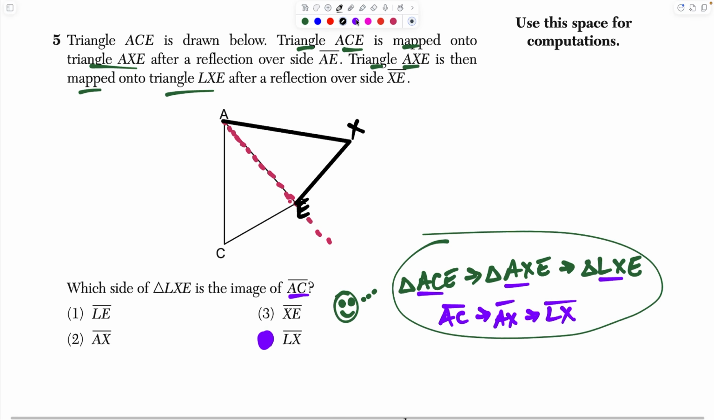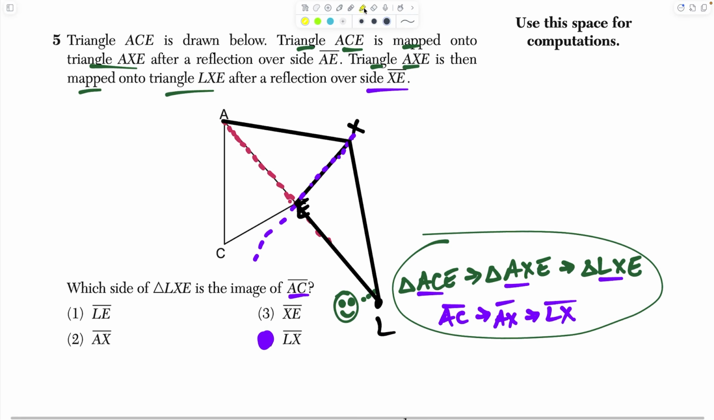And then the next triangle after this is the image of this triangle after a reflection over side XE. So that means I'm going to treat this line now as the new line of reflection. And then this triangle is going to flip over this one. So here, this point would go the same distance across, let's say to about here. So somewhere in this direction here. And then I would just connect. Okay, so this one would go here. And then this one would go something like this. It doesn't have to be perfect. It's just to give you an idea of what's going on. And the name of this new triangle is LXE. So this point I would have to call L.